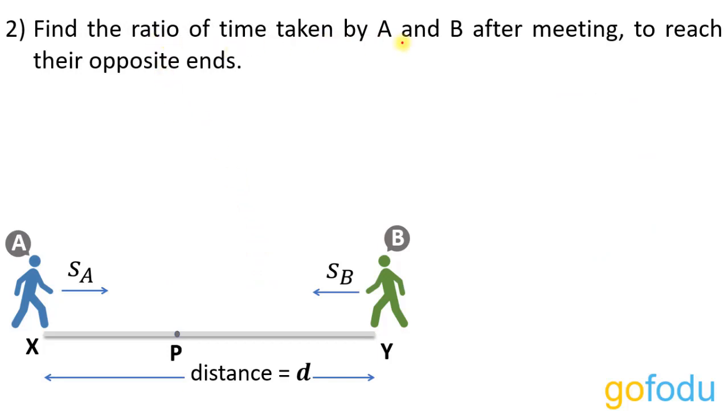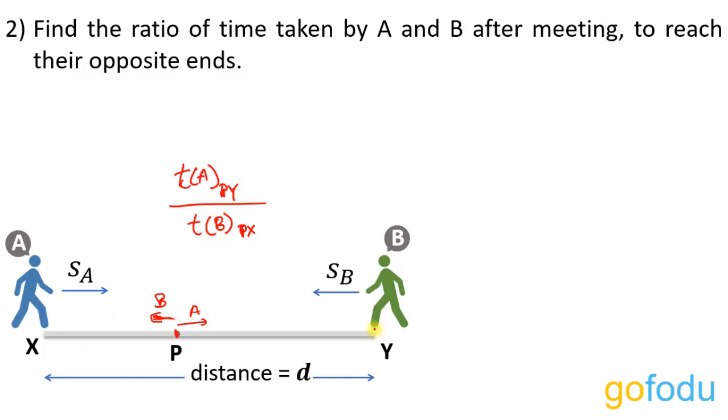Find the ratio of time taken by A and B after meeting to reach their opposite ends. After they meet at point P, A will be covering PY. A will move in this direction to cover PY, and B will be moving in this direction to cover PX. So we have to find the time taken by A to cover PY upon the time taken by B to cover PX. This is what is asked in the question: the ratio of time taken by A and B after meeting at point P to reach Y and X respectively. A will be reaching Y and B will be reaching X. So this ratio is what we are going to find.